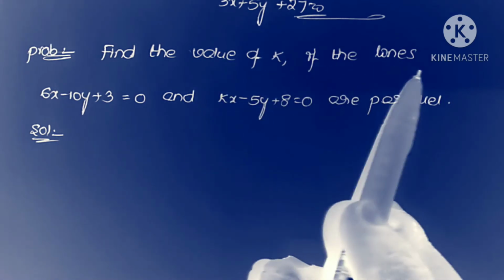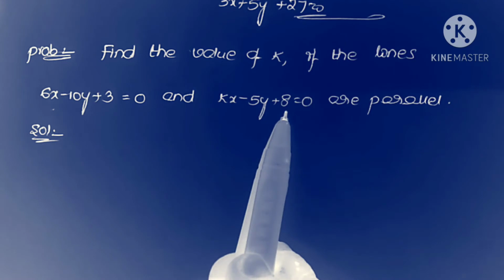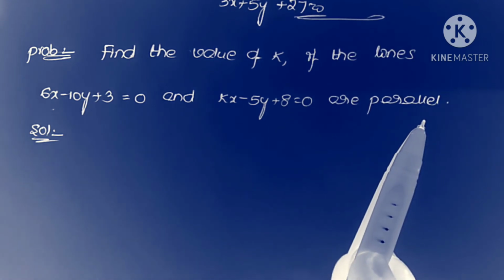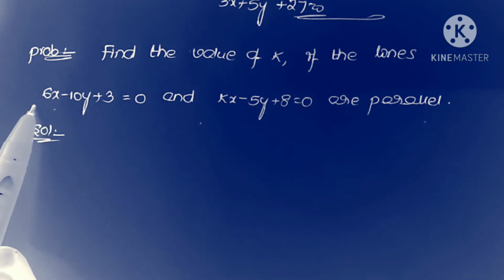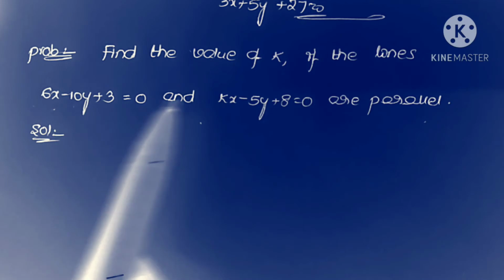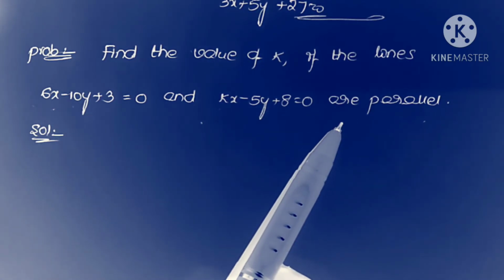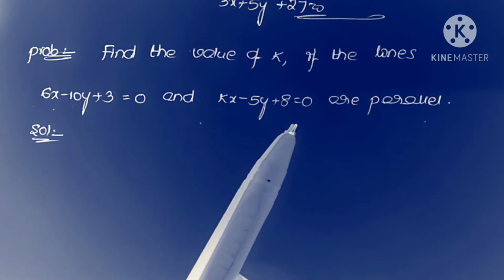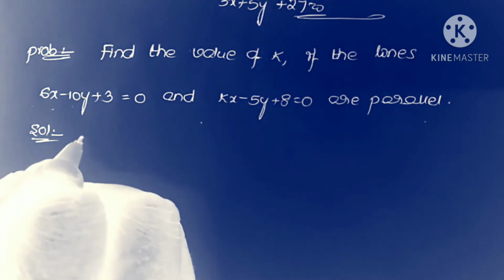Next problem, find the value of k if the lines 6x - 10y + 3 = 0 and kx - 5y + 8 = 0 are parallel. So what is the condition for parallel lines? a1 b2 is equal to a2 b1. a1 is equal to 6, b1 is equal to -10, a2 is equal to k, b2 is equal to -5. So the parallel condition is a1 b2 = a2 b1. By replacing these values in that formula, we will get the k value. So that is the procedure.